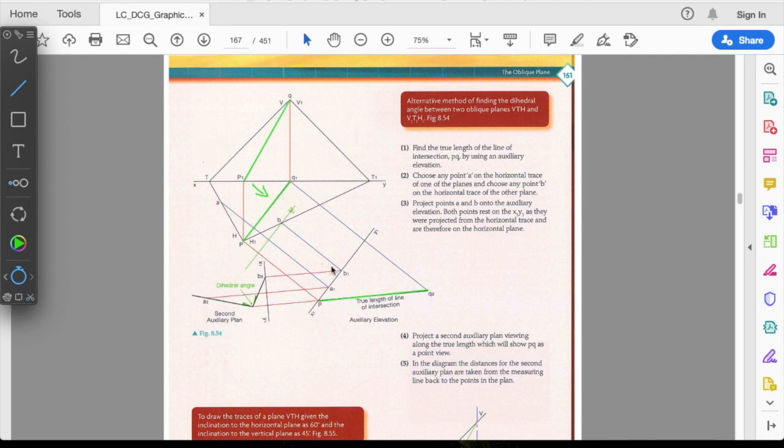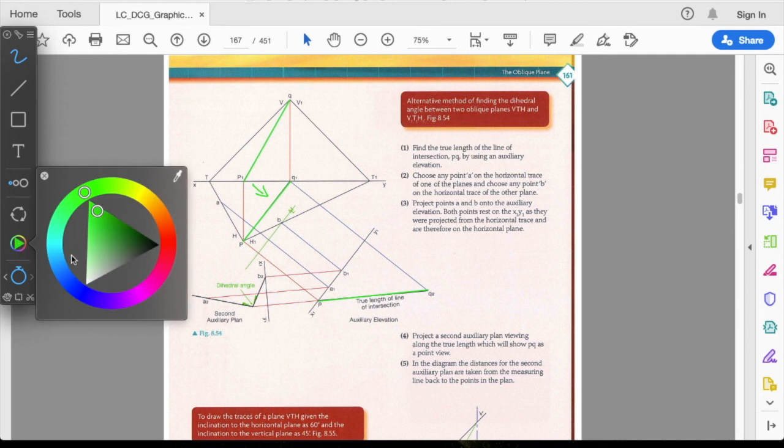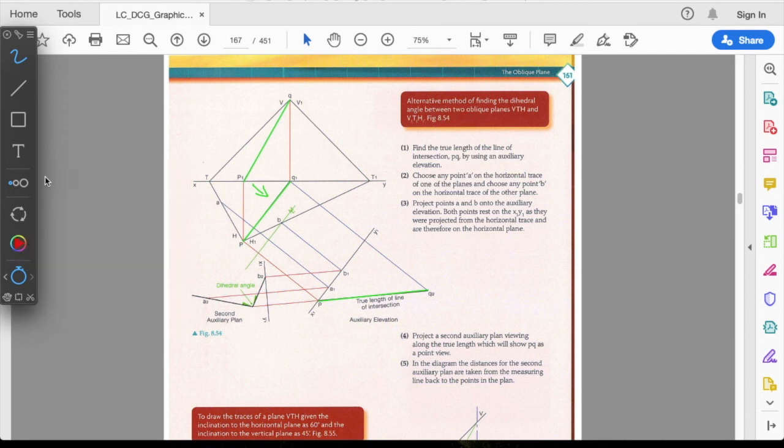So by taking the x1, y1 line parallel to the line of intersection in the plan, then taking our distances from the elevation, so our P1 on the ground and our Q up the distance from the XY line up to Q, we get the true length of the line of intersection. Then the next part is to find the dihedral angle between the two shapes. Now, the dihedral angle is just the true angle between the two planes. So to be able to do that, we have to look directly in at it.